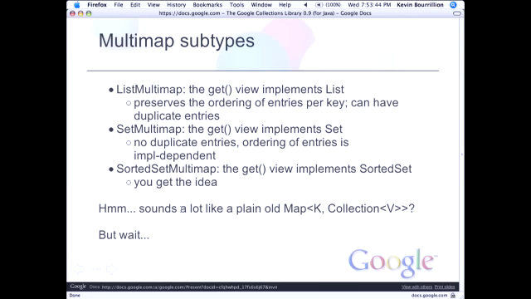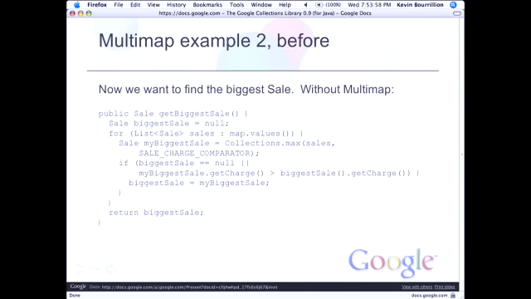At this point, you might be thinking, it sort of sounds like we've come full circle, and you basically just have a map from key to a collection of values. So you could almost have just stuck with the original code. But now I'm about to kick it up a notch.